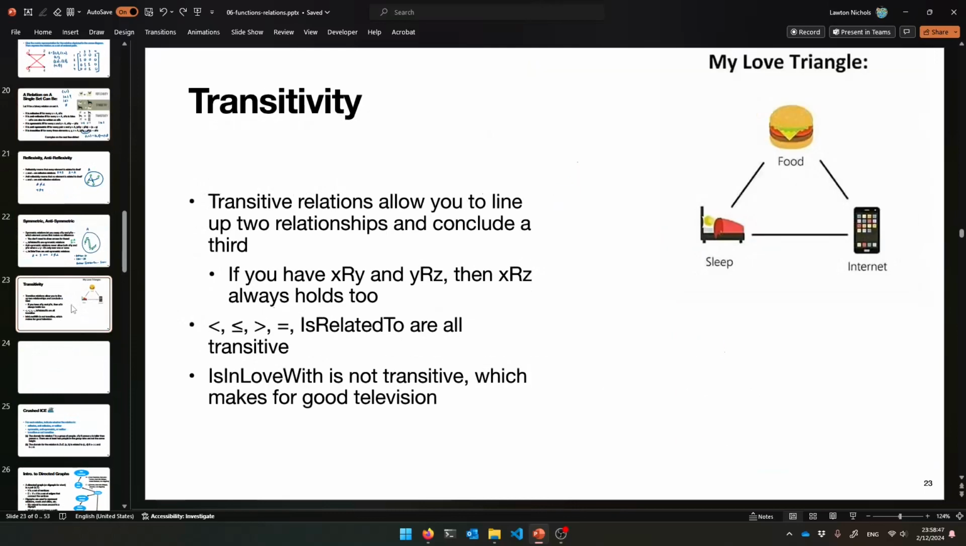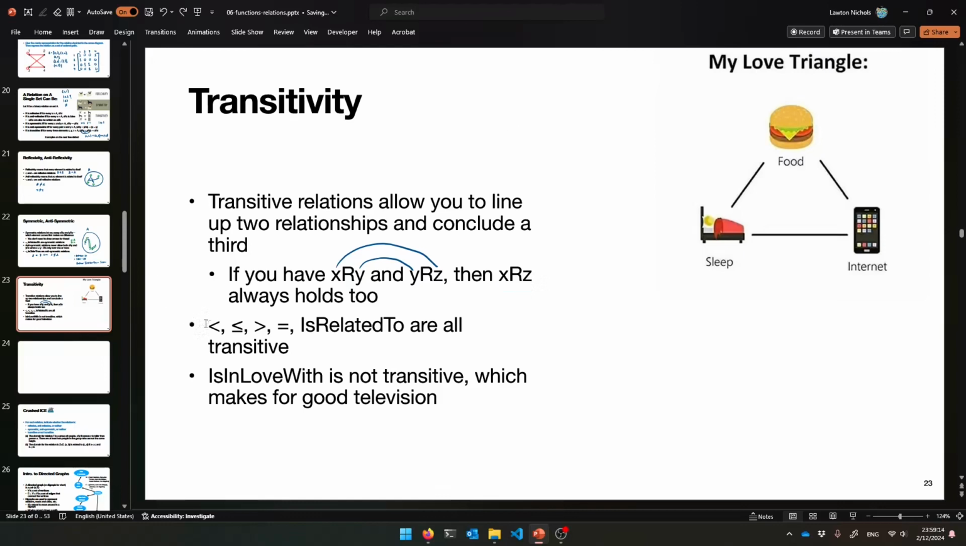All right? So plenty of memes about this stuff, of course. So transitive relations allow you to line up two things in your relation and conclude that a third thing is true. It's like saying, if you have x related to y and y related to z, then you must be able to skip over all the way from x to z. Then you must also have that x is related to z, also holding in the relation.